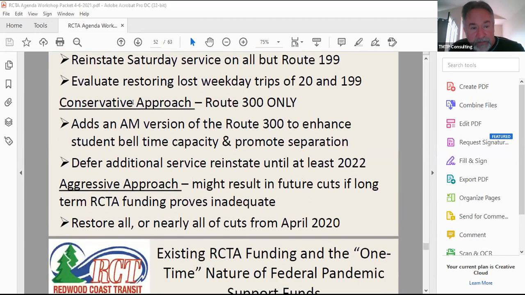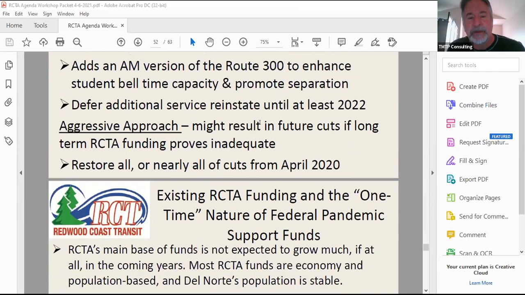A conservative approach, if the board's not comfortable doing that, we recommend bringing the 300 back for sure now that kids are back in at least partial in-person learning, and hopefully in August would be full in-person. I know as a parent of high school kids, these guys need to go back. So anyway, at least we would bring back the 300 and that would be it, and then continue to play it close to the vest with the additional service. Or an aggressive approach, we could bring back everything we cut. That would probably be the most popular with riders, but that risks putting us back where we were before this all happened, with being too big for our steady, sustained long-term funding.